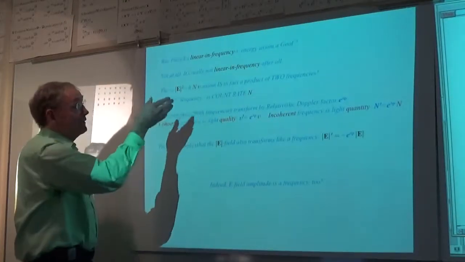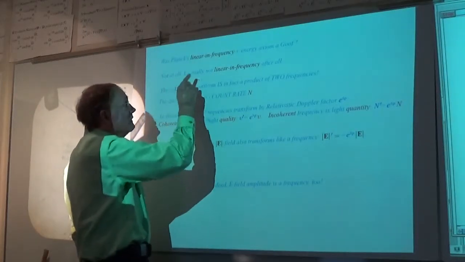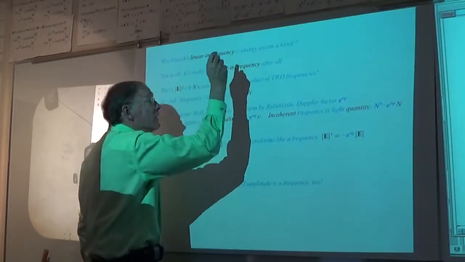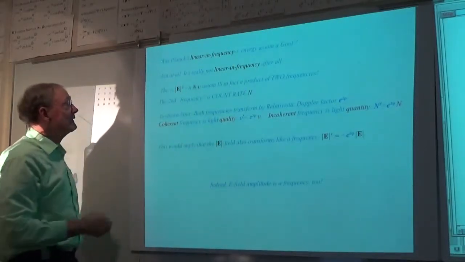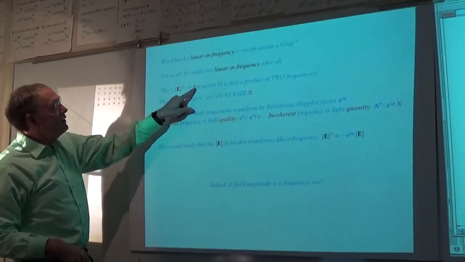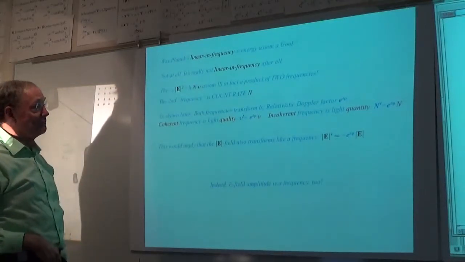And I'm claiming not at all. It's really not linear. This energy is really not linear in frequency. His axiom is not linear in frequency. The epsilon, E squared equal h nu, has two frequencies in it.